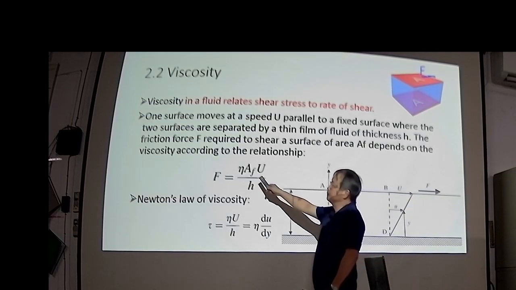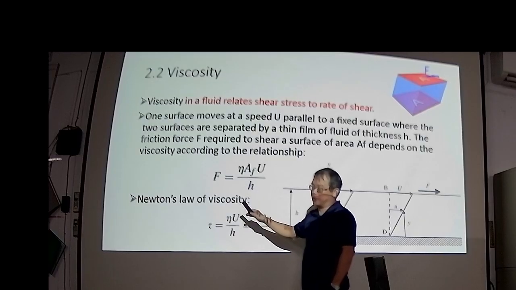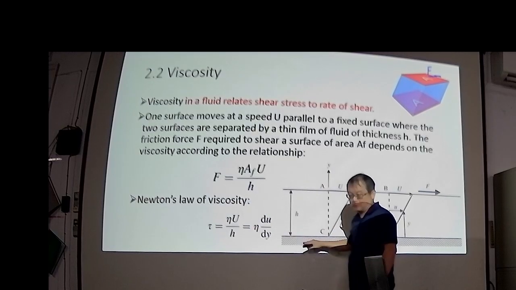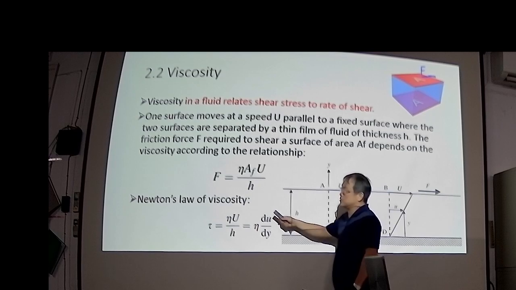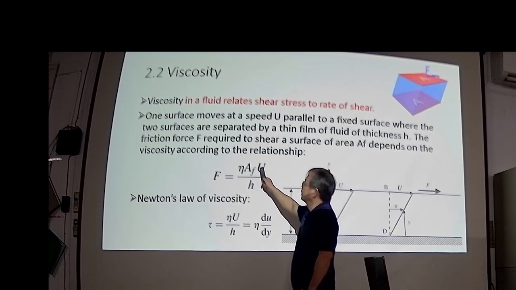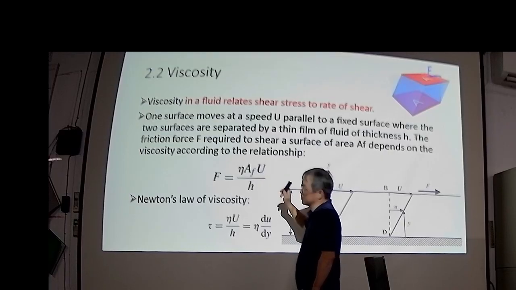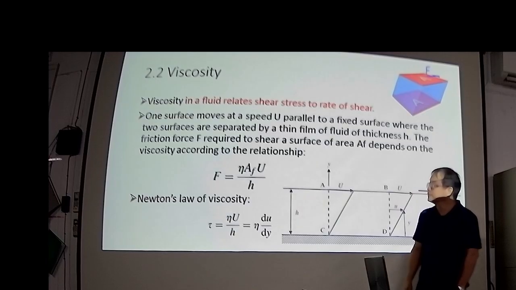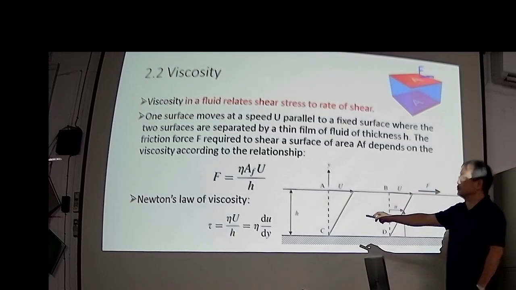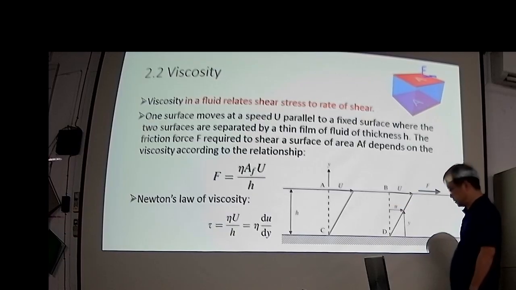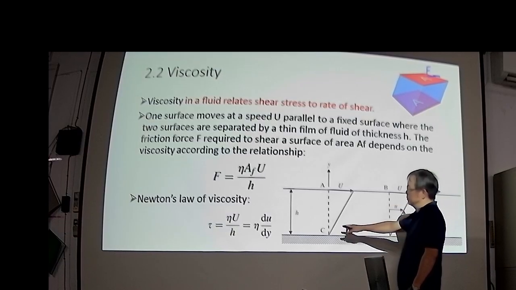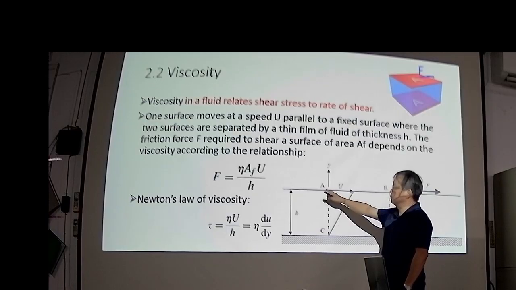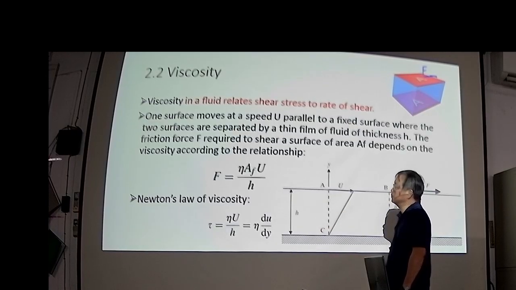So the friction force between the lubricant and the fixed surface uses this formula. And U is the velocity of the flow. And H is the film gap thickness, the lubricant film thickness.